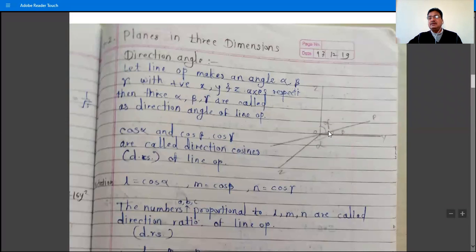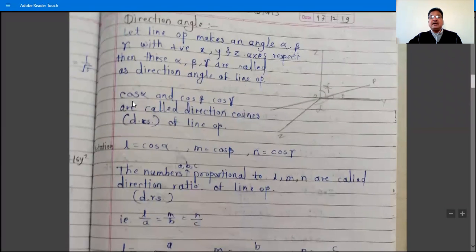Suppose this is the line. This is the x axis, y axis and z axis. On this line, suppose this line OP makes an angle alpha with x axis, beta with y axis and gamma with z axis. Then these alpha, beta and gamma are called direction angles of that line. And cos of these angles, that is cos alpha, cos beta and cos gamma, are called direction cosines.